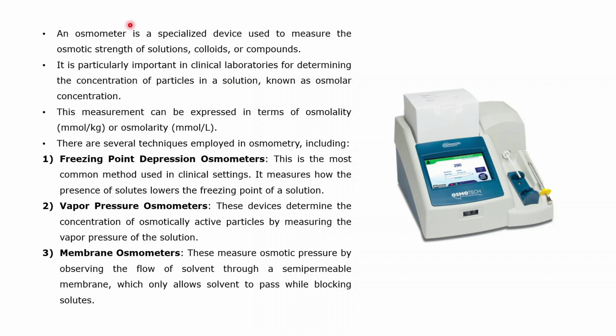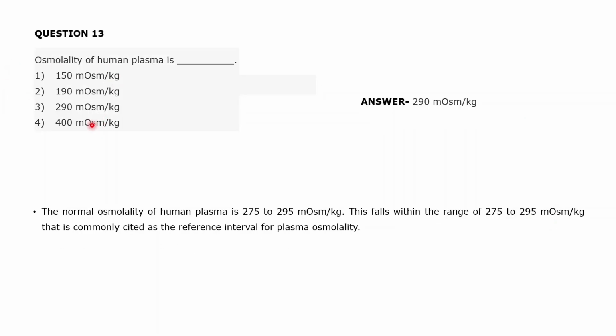Sorry for that. So this is an osmometer, and you can buy different brands. An osmometer is a specialized device used to measure the osmotic strength of solutions, colloids or compounds. It is particularly important in clinical laboratories for determining the concentration of particles in a solution. Osmolar concentration is the number of solutes present in a solvent. It has different units, milliosmoles per kilogram for osmolality, or per liter for osmolarity, and you can also directly use milliosmoles per kilogram.